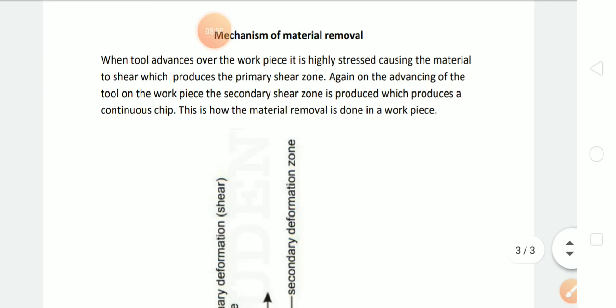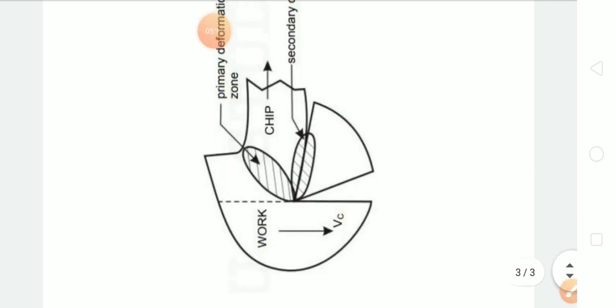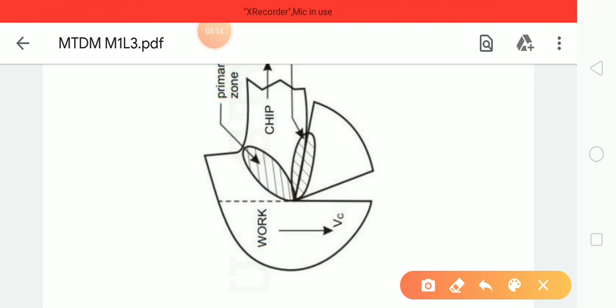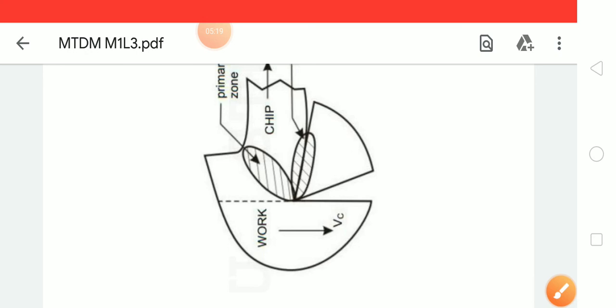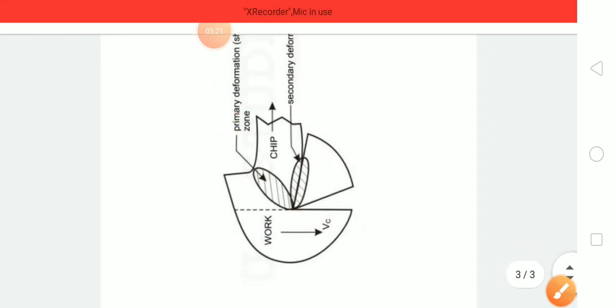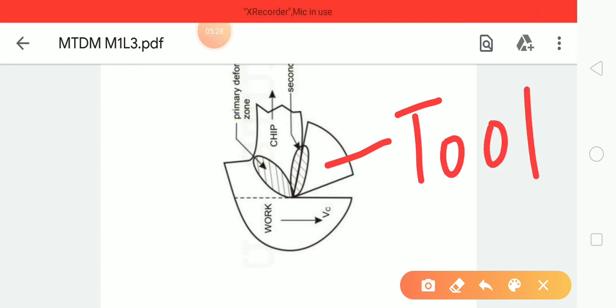When the tool advances over the workpiece, it is highly stressed, causing the material to shear, which produces a primary shear zone. I will show the primary shear zone. Here the tool is not labeled, so I will label it. This is the tool. While you write your notes, please label that tool. This is the workpiece, and this is the chip.